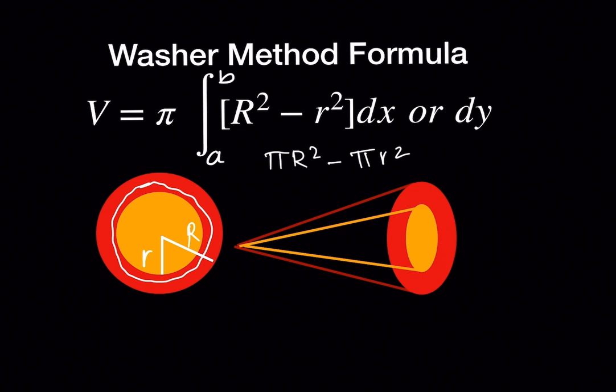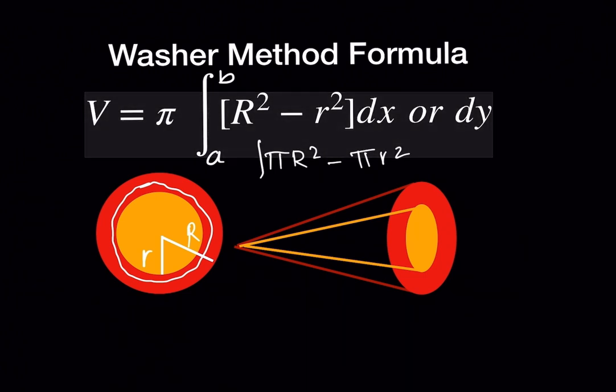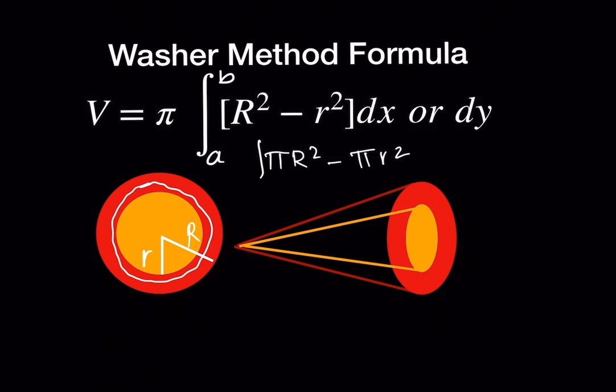Same logic can be applied to volume. So the required volume will be outer solid volume minus inner solid volume. Outer solid volume will be the integration of areas of all the outer solid slices like this, and inner solid volume will be the integration of areas of all the inner slices like this. Hope you understood the formula.